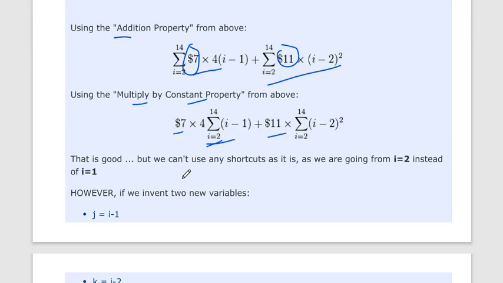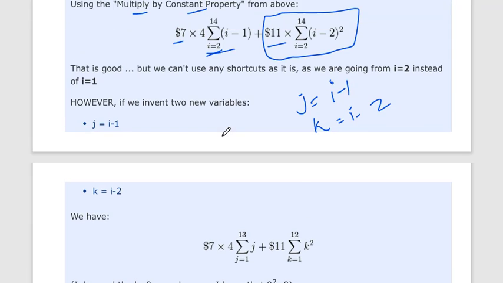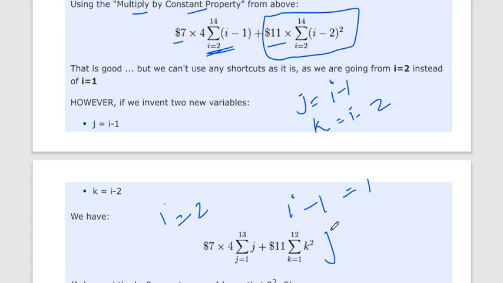So let's say we invent a new variable. Let's say j is equal to i minus 1, and for the second term we can say k is equal to i minus 2. So what will happen if here i is equal to 2? If we use j is equal to i minus 1, then i minus 1 is equal to 1, so j is equal to 1.